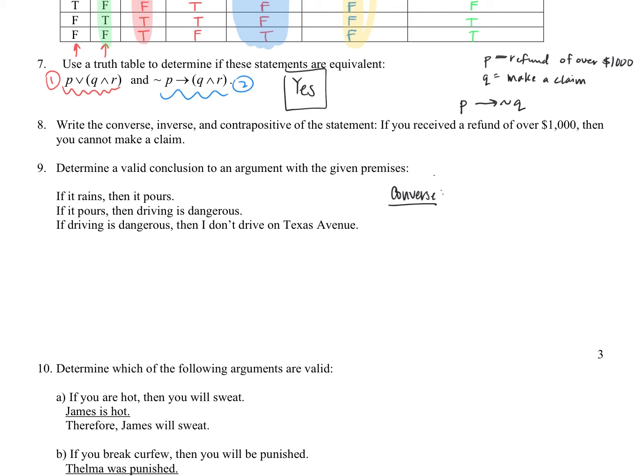Okay, the converse is going to be changing the order of these. So that would be not Q implies P. So that means in words it's going to be: if you cannot make a claim, then, what's P? You received a refund of over $1,000.